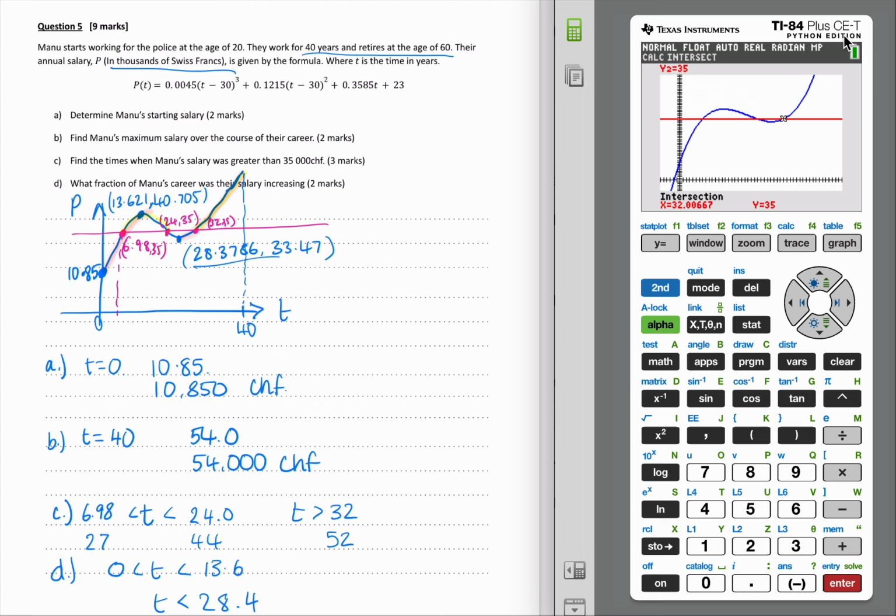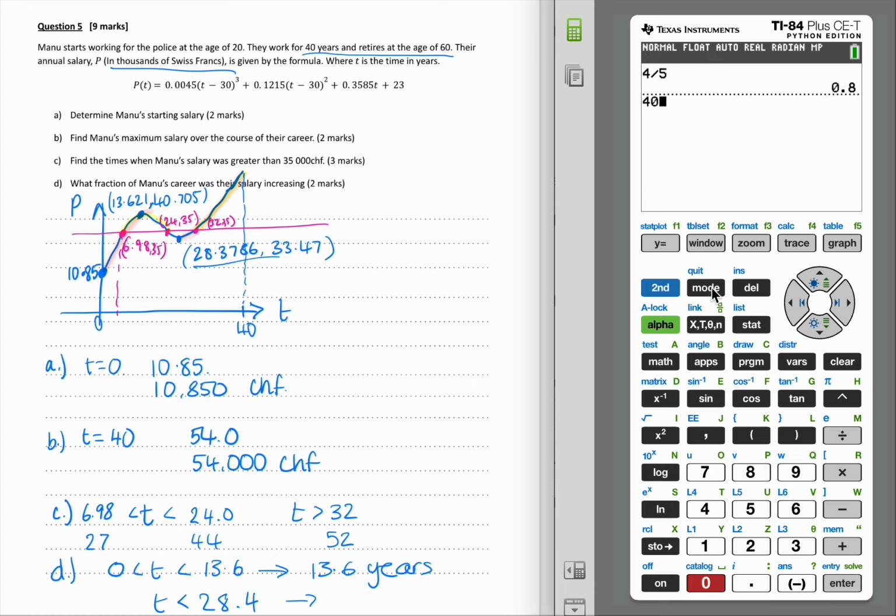And it asks for what fraction of his career. So that means that it's for 13 years here, or 13.6 years. And it's for when time is greater than 28.4. He only works until he's 40. So 40 minus that 28.4 gives me 11.6. So in total, he's increasing his salary for 11.6 plus the 13.6 years. So that's 25.2 years in total.